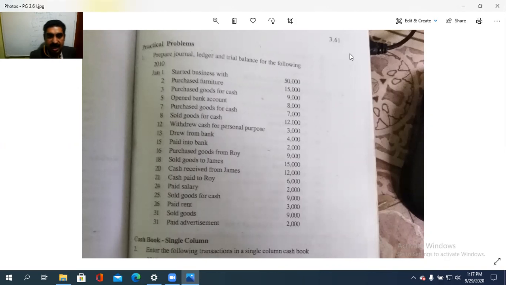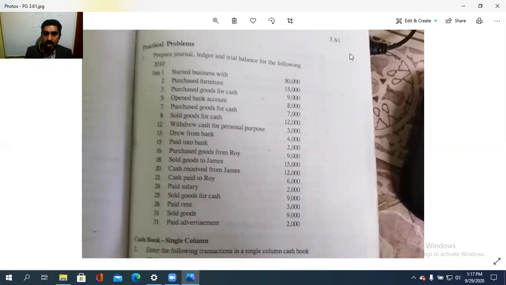Sold goods for cash. Cash account debit to sales 12,000. Withdrew cash for personal purposes. Drawings account debit to cash 3,000. Drew from the bank, so the opposite of opening a bank account. Withdrawal from the bank. Cash account debit to bank 4,000. Paid into bank means what? Deposited into the bank. So bank account debit to cash 2,000.